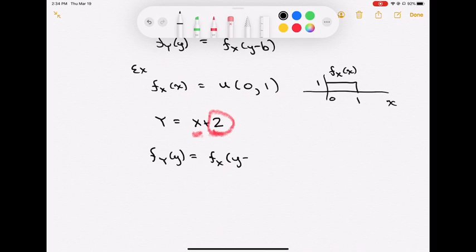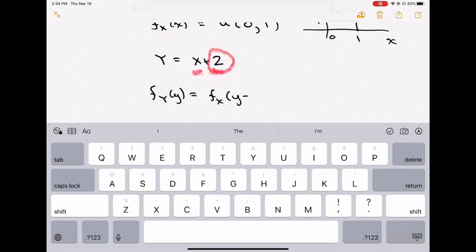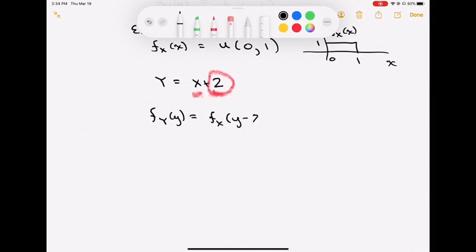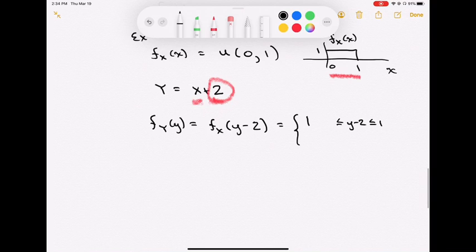I'm going to get y minus b, so we will end up getting, in this particular case, a y minus 2 in there. Now we just have to plot that out. What is f of x? We know f of x is 1 over the interval 0 to 1. So whatever the argument is, in this case y minus 2, when it's sandwiched between 0 and 1, I get 1, and it's 0 otherwise.